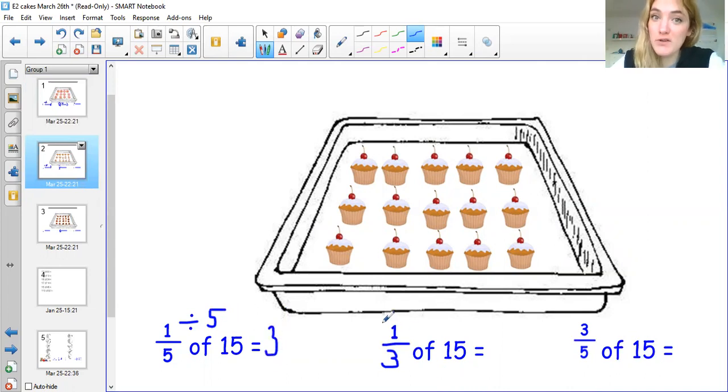If we're finding a third of something, we are dividing by 3. So we're using our 3 times table. So 3 to get to 15, 3, 6, 9, 12, 15. Okay, so a third of 15 is 5 because 3 times 5 is 15. So finding a fifth, you're dividing by 5. Finding a third, you're dividing by 3.